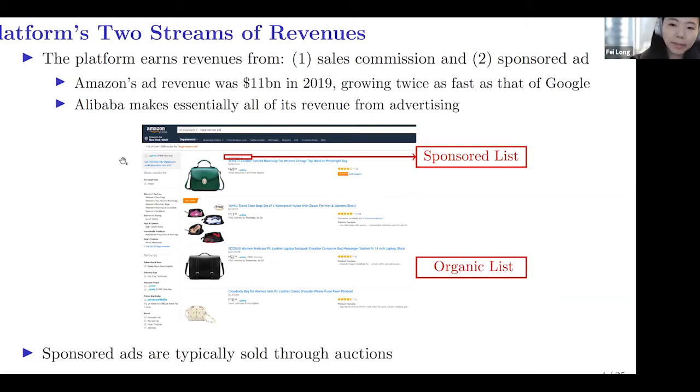They have sponsored ads, they also have sales commissions. And whatever you do to optimize this platform, you tend to have to think about the effect on both revenue streams to maximize your total revenue.